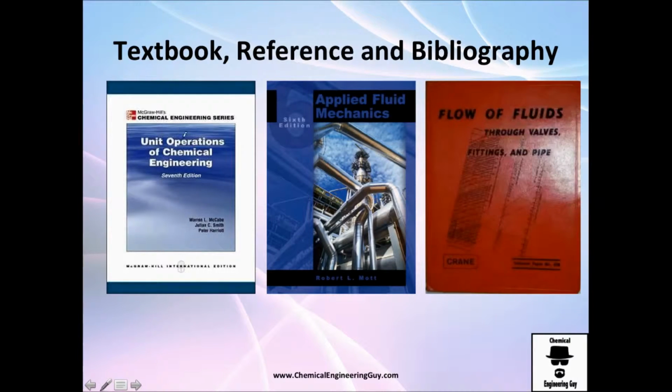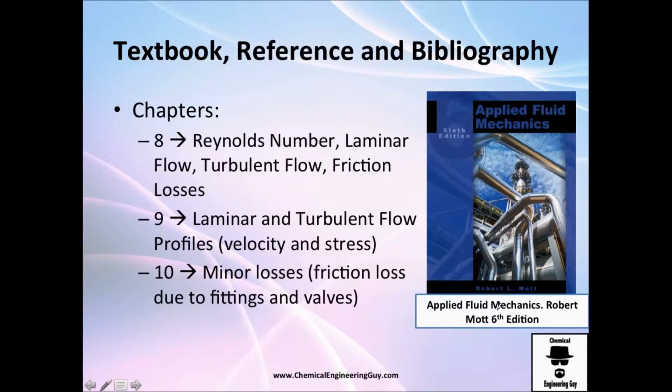I remind you of the reference books and textbooks we've been using. We're going to use this booklet a lot right now. In Applied Fluid Mechanics, Robert L. Mott, 6th edition, we're going to cover Chapter 8, which is essentially Reynolds number, what's laminar flow, turbulent flow, and, more importantly, friction losses. Then we follow with Chapter 9, which is laminar and turbulent flow profiles, just a little bit, velocity and stress. Then we go to Chapter 10, which is minor losses, which is friction loss due to fittings and valves, and many times these minor losses are not that minor.